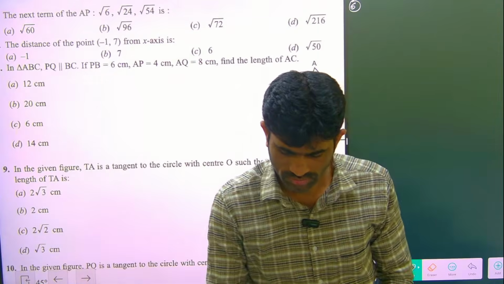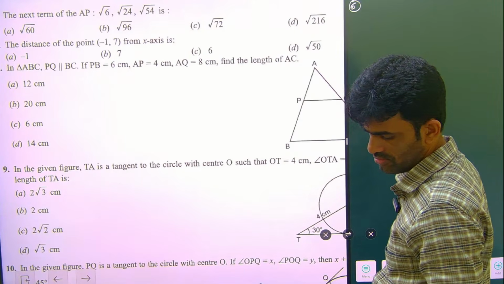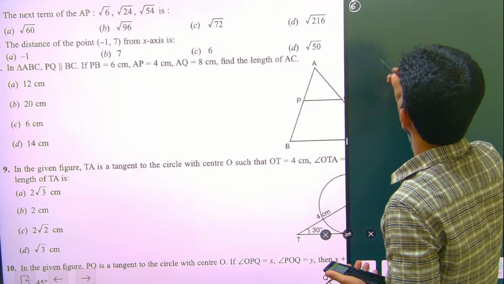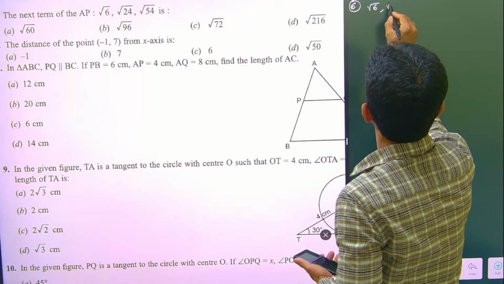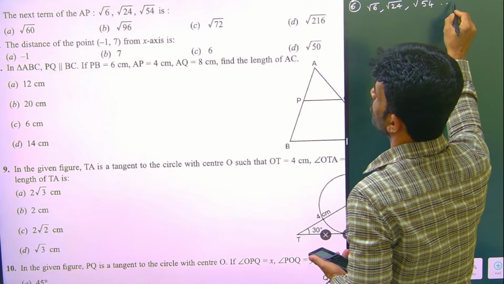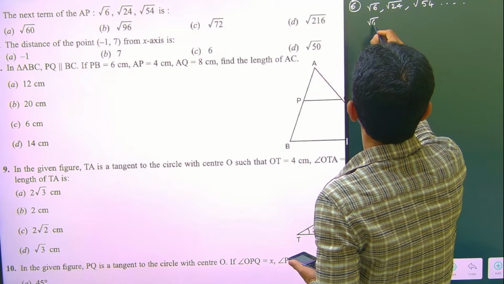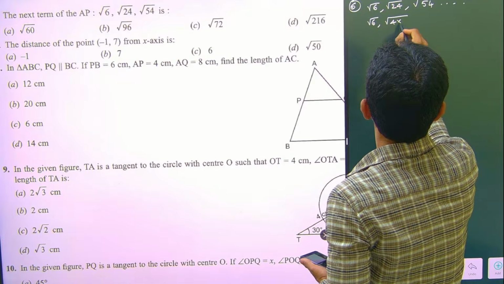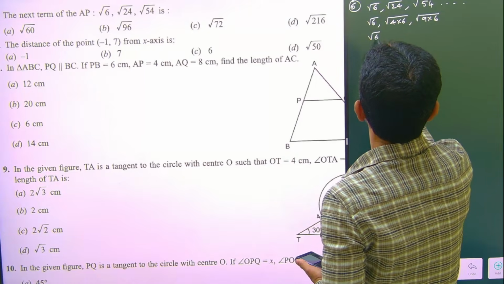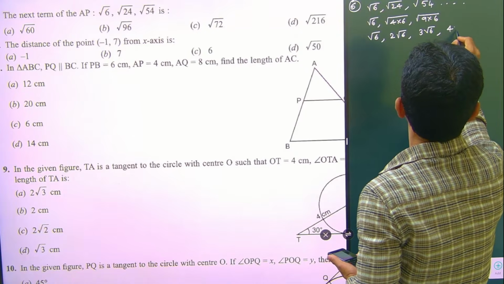So now, root 96. The first one is root 6, root 24, root 54, and so on. Like this it is there. We want the next term. The first term is root 6, but the next is root of 4 into 6, then root of 9 into 6. So it is root 6, 2 root 6, next it should be 3 root 6, and the next one should be 4 root 6.